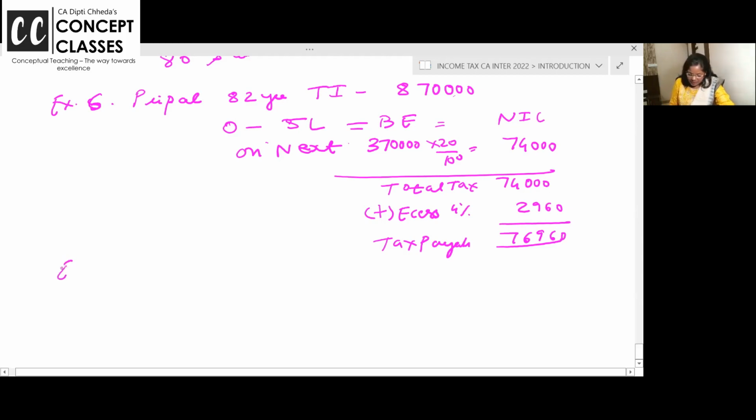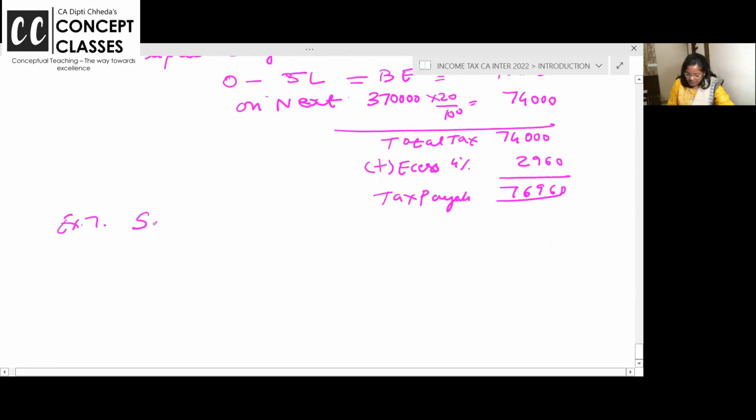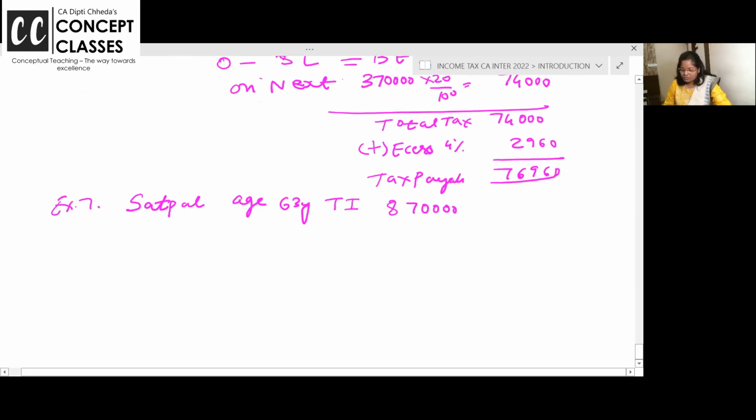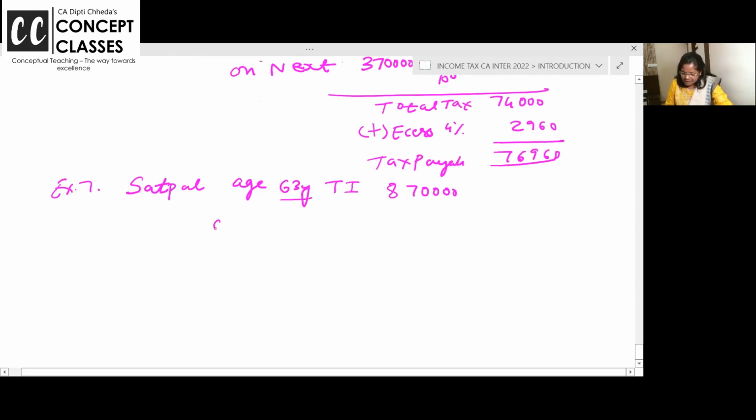All right. Chalo. Example number 7. Satpal, age 63 years. Total income 8,60,000. Same. Pritpal and Satpal are brothers, no? So they want to keep the income same. No fight. Chalo. अब कैसे करेंगे? 63 years. So 0 to 3 lakhs. Total income is 8,70,000. 0 to 3 lakhs basic exemption, and it is nil. Now, 3 lakh to 5 lakh on the next 2 lakh, because additional 50,000 is basic exemption for senior citizen.